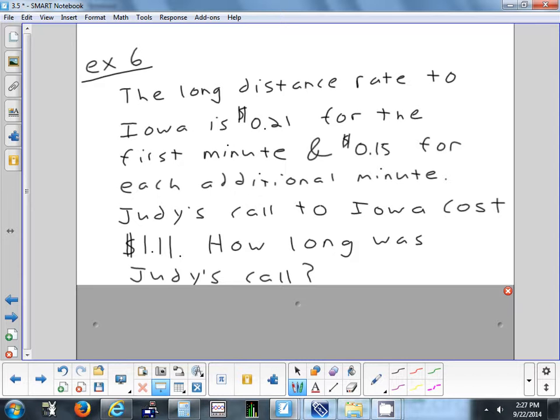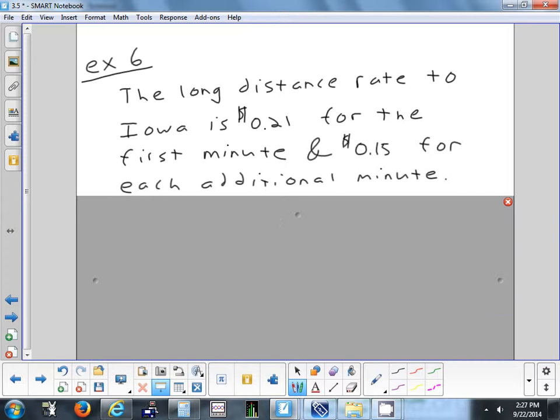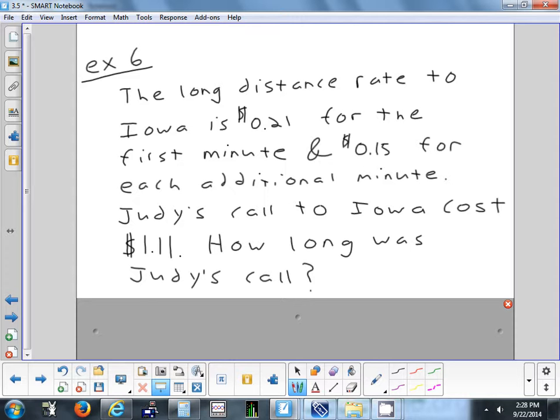All right, first thing is I'm not even going to worry about this last part. Judy's call to Iowa, that's going to come in at the very end. I just want to worry about the first 4 lines. You pay 21 cents for the first minute, and then you pay 15 cents for each minute after that. Let's see if we can just come up with an equation for how much the phone call costs.